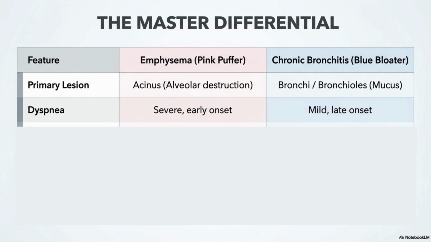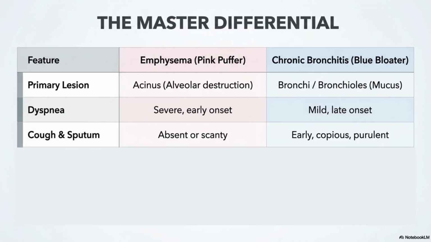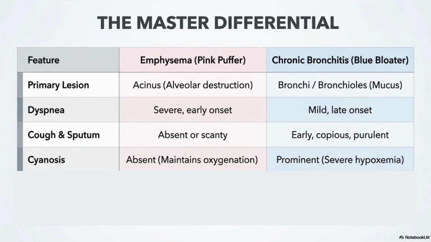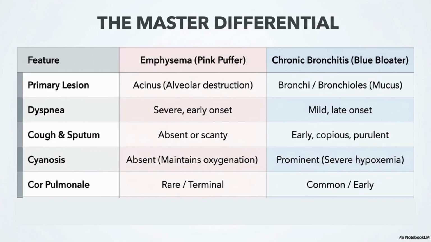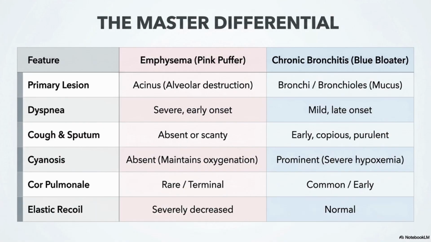Dyspnea: severe and early onset in emphysema, mild and late onset in chronic bronchitis. Cough and sputum: absent or scanty in emphysema, early, copious and purulent in chronic bronchitis. Cyanosis: absent in emphysema because it maintains oxygenation, prominent in chronic bronchitis due to severe hypoxemia. Cor pulmonale: rare and terminal in emphysema, common and early in chronic bronchitis. Elastic recoil: severely decreased in emphysema, normal in chronic bronchitis.